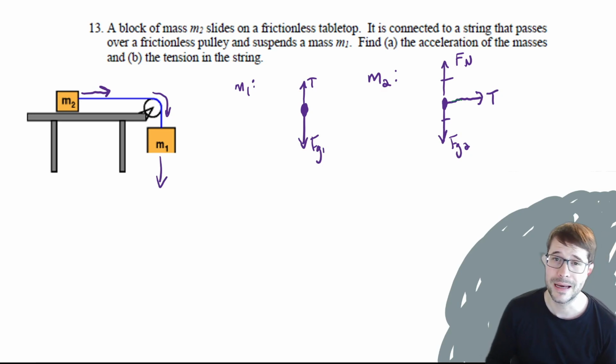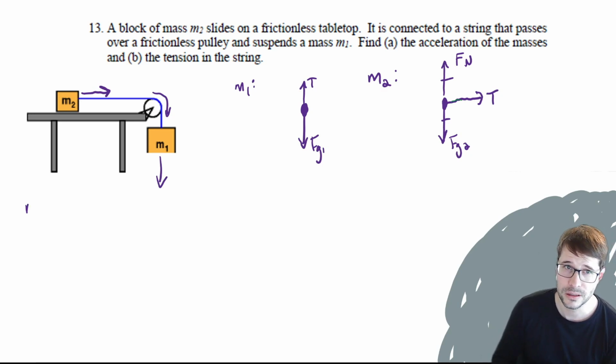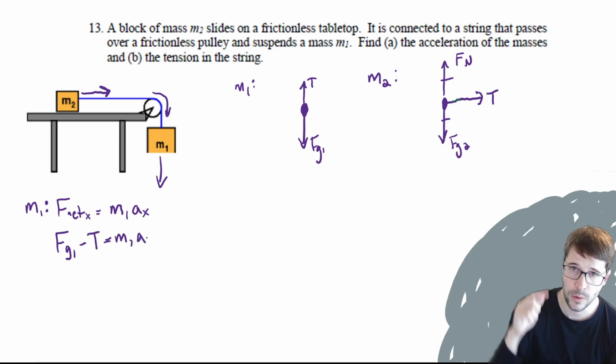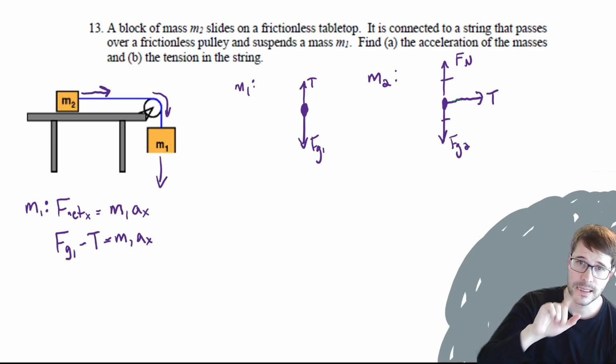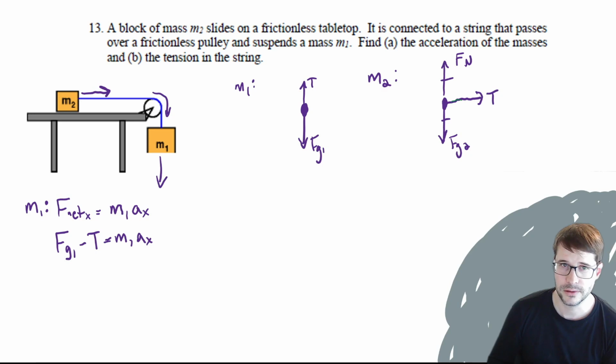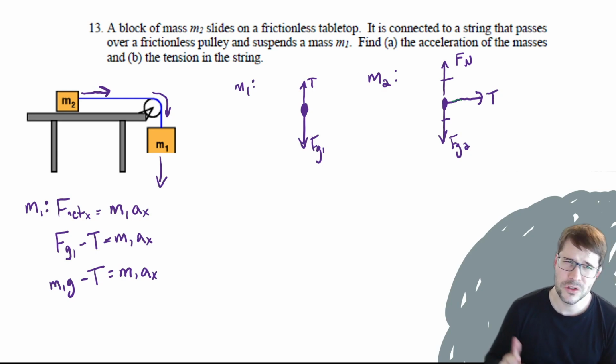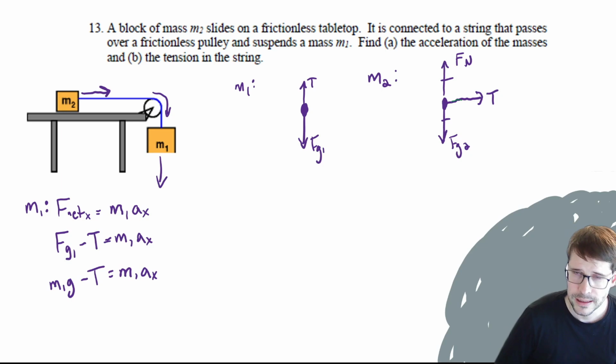So what I'm going to do is set up my net force equation in the x direction for M1. And that's, remember, my up and down direction. The net force is going to be M1 times A in the x direction, just like always. And then I'm going to replace the net force with the actual forces. So Fg1 is down, that's the positive x direction, and T is up in the negative x direction. And then I'm just going to replace Fg1 with M1g, and that's my net force equation for M1. All done. Now we have two unknowns in here. We've got T and Ax. So we need a second equation.